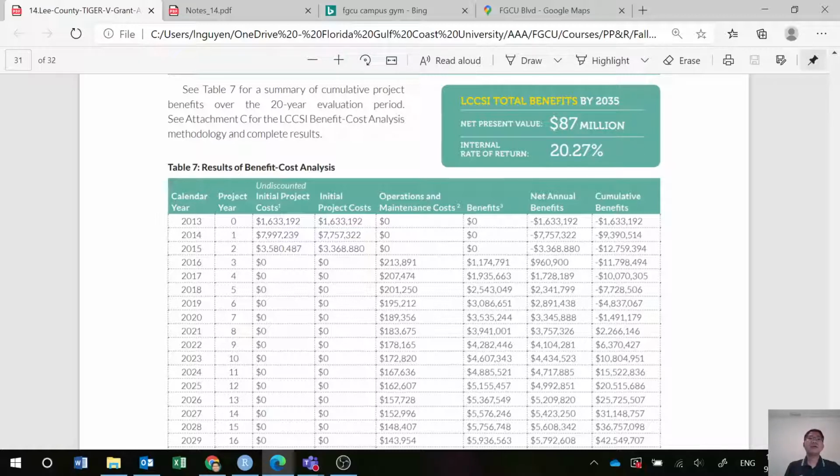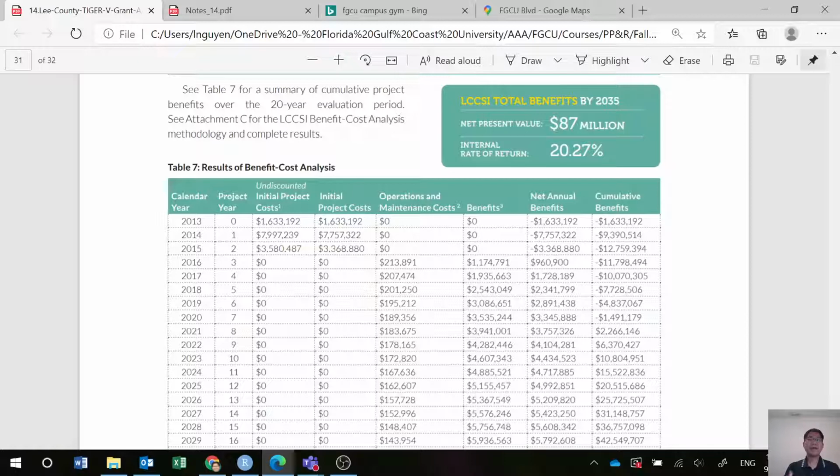Then we have another method, the internal rate of return. Everyone, without studying this class, can imagine that with this Lee County Complete Street project, if we invest $13 million, the internal rate of return in the next 22 years to 2035 is returning more than 20% per year, 20.27% per year. So everyone without learning our class can know, oh wow, we return 20% compared to current bond, federal money.